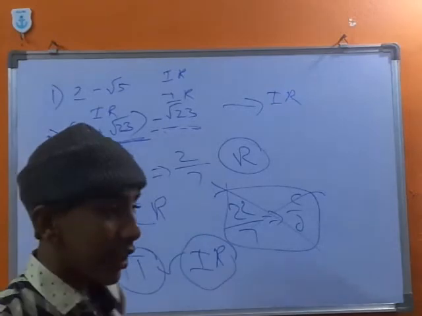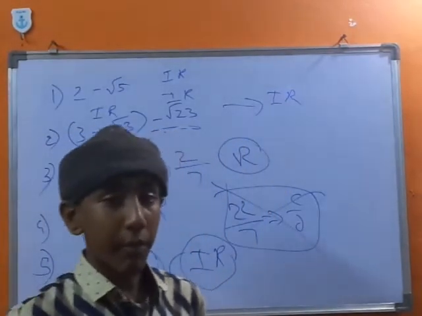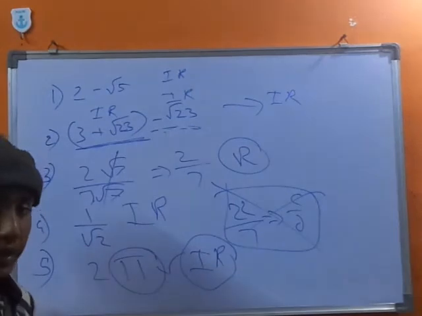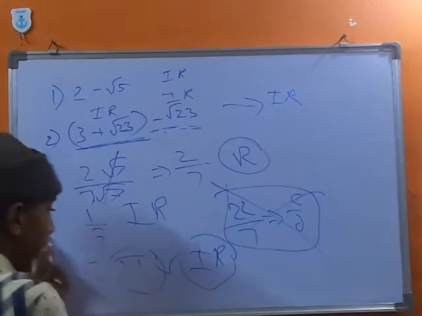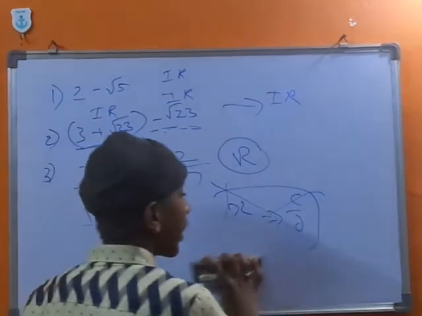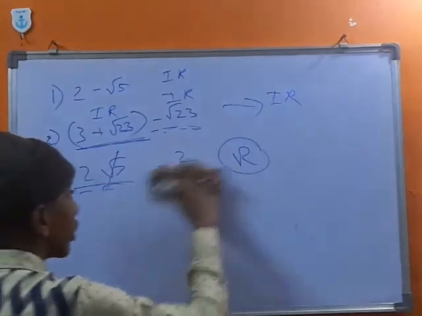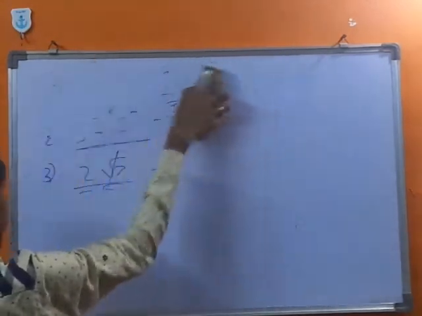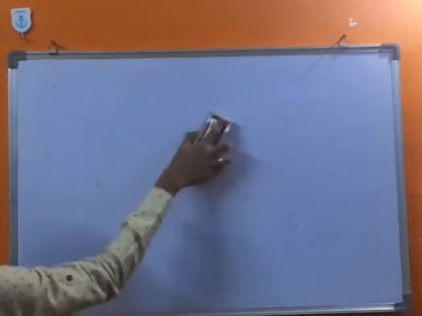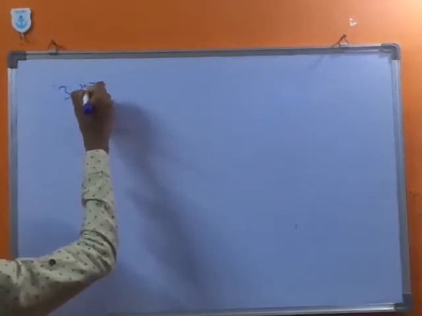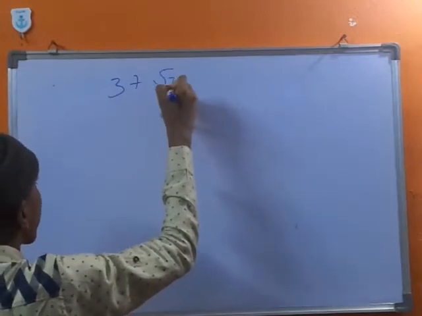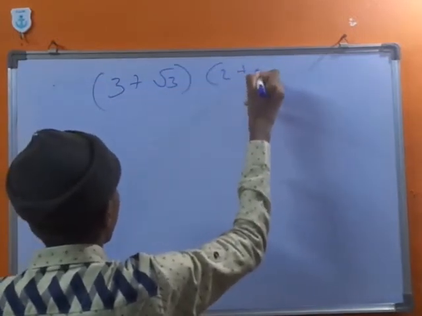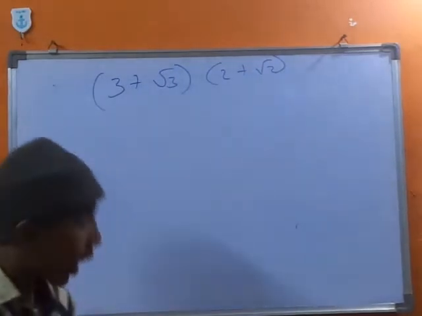This is one of the cases in which an irrational number doesn't become a rational number in the case of multiplication. So the second one is we should simplify the following expressions. So you could try. Okay, the first one is 3 plus root 3 multiplied by 2 plus root 2.